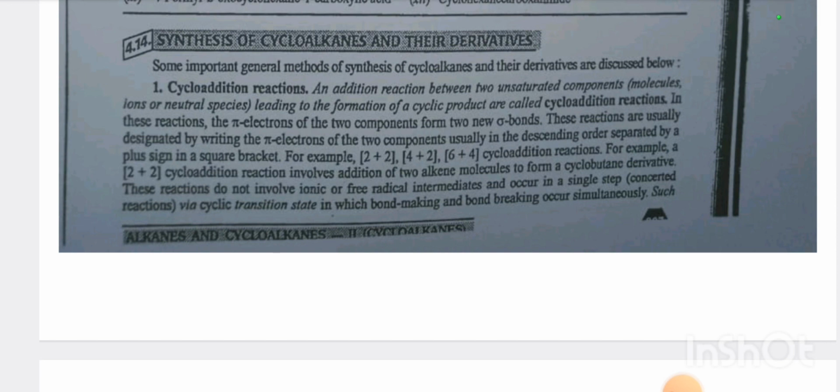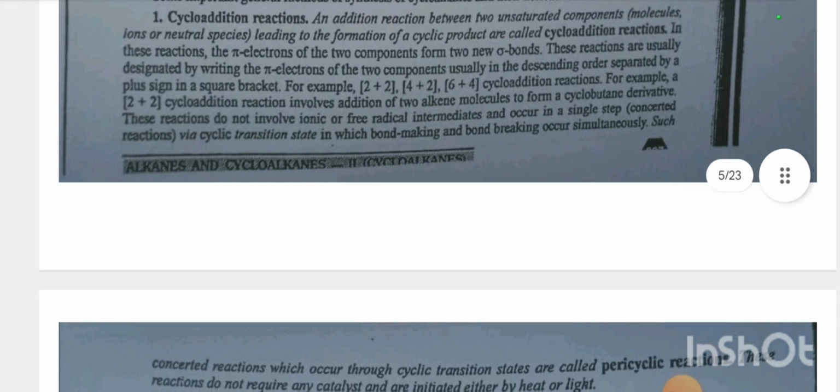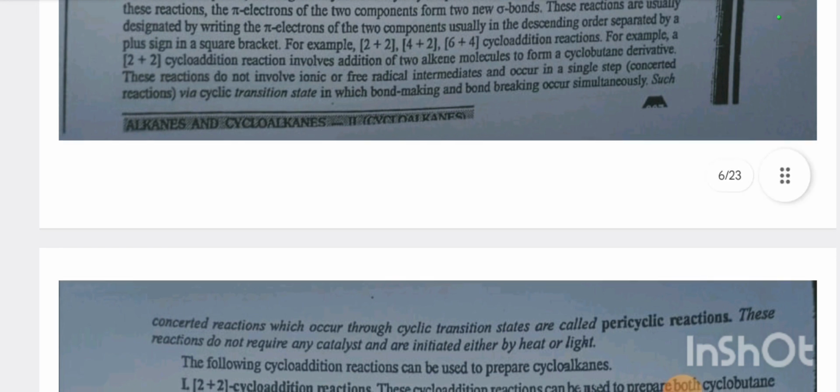Cycloaddition reaction. An addition reaction between two unsaturated components leading to the formation of a cyclic product is called a cycloaddition reaction. In these reactions, the pi electrons of the two components form two new sigma bonds. These reactions are usually designated by writing the number of pi electrons of the two components, usually in descending order, separated by a plus sign in a square bracket. For example, a 2+2 cycloaddition reaction involves addition of two alkene molecules to form a cyclobutane derivative.